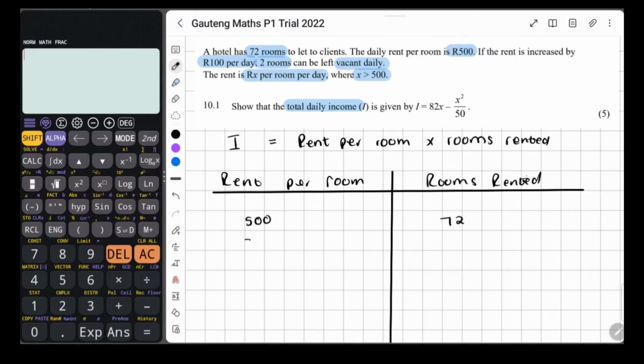So it looks like this. We have 500, now it's being increased by 100. And so what happens here is you have your 72 rooms minus 2. So 70 rooms are now going to be rented. So from this, it's kind of like saying, if I wanted to calculate the total income, if the rent was 500 Rand, then I'll just say 500 times 72. And that would be the price. If I wanted to calculate it when the rent was 600 Rand, then I'll just say this 600 Rand multiplied by the 70 rooms available, and I would find that.